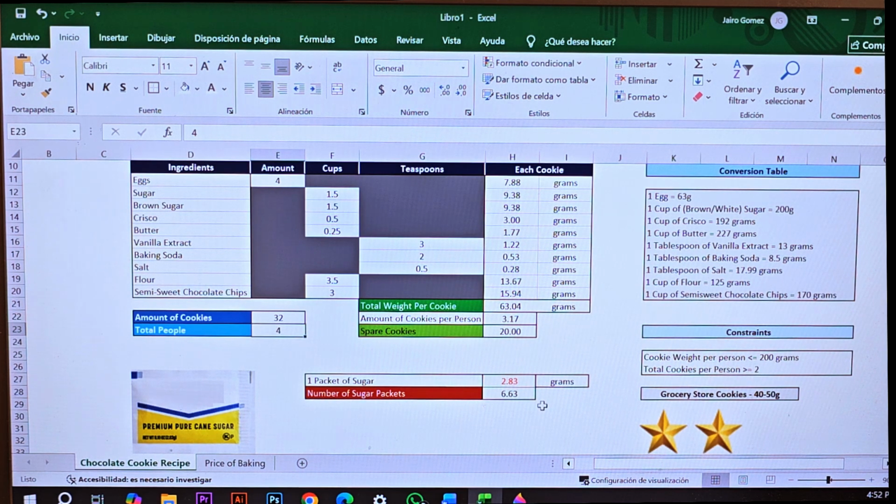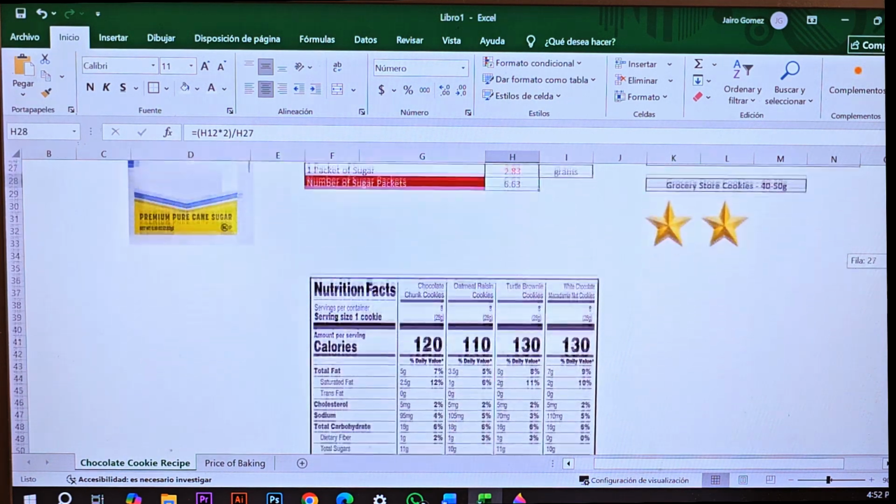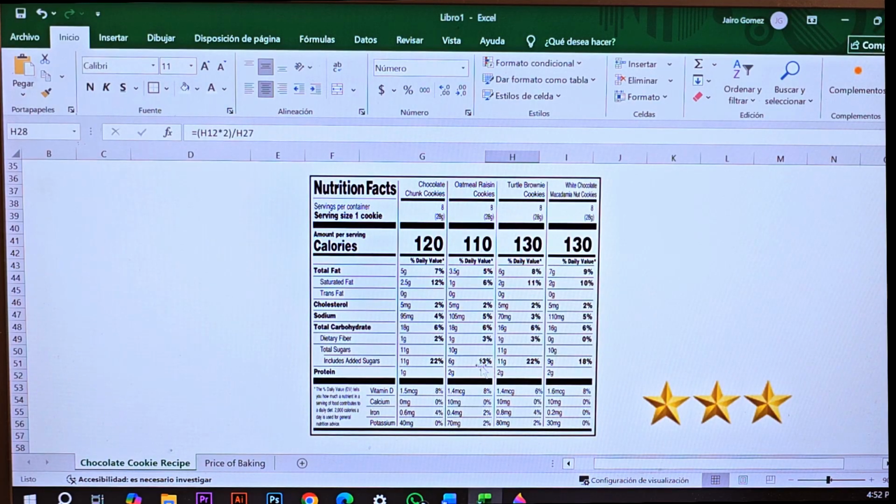However, the sugar does come down a little bit, but let's see what would happen if we compare our baked goods from the online recipe we found in comparison to the grocery store cookies. So if you look at the grocery store cookie nutritional facts, each cookie comes with 11 grams of sugar, 10 grams of sugar, 11 grams of sugar, and 10 grams of sugar for the white chocolate macadamia nut cookies, turtle brownie cookies, oatmeal raisin cookies, and the chocolate chunk cookies.